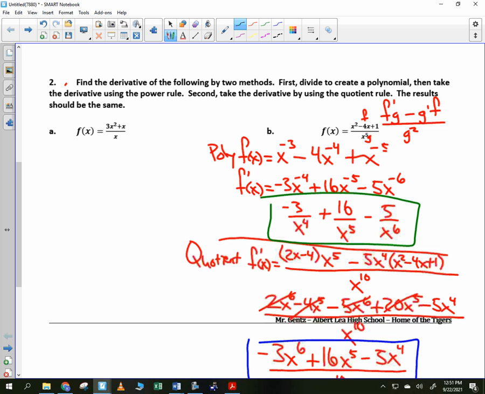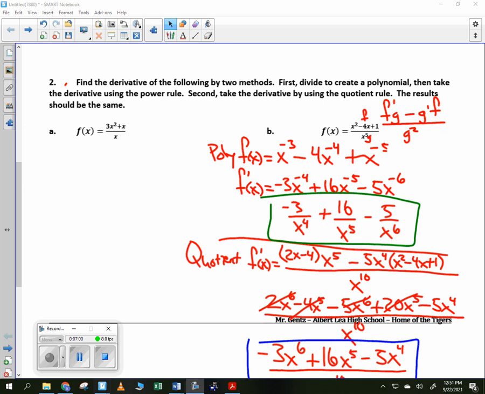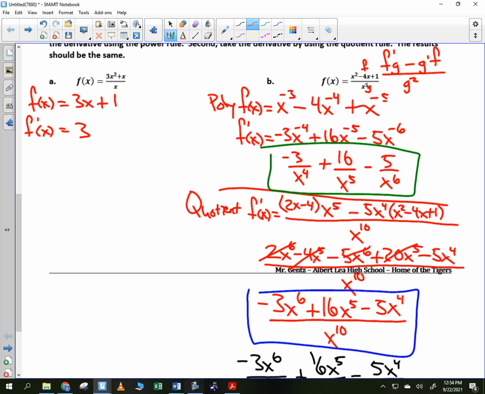Divide it out as a polynomial, and then use the quotient rule. Go ahead, see if you can get it to work. Okay, please pause and look here for your polynomial. If you divide each of these terms by x, does everybody agree you get 3x plus 1? Have I taken the derivative yet? No. When you take the derivative, you get 3. That's the polynomial. So now when you use the quotient rule, you should come up with 3 as well. We'll give you a minute or a couple minutes to work.